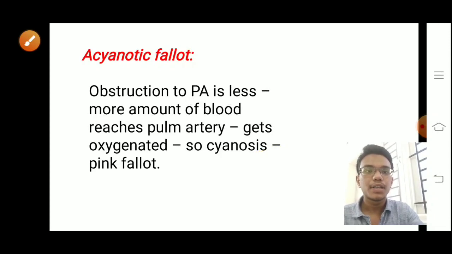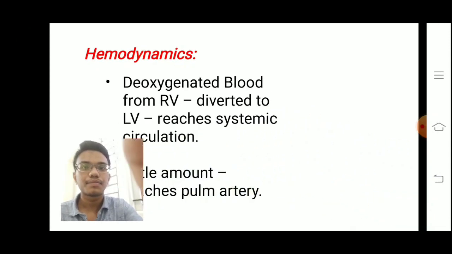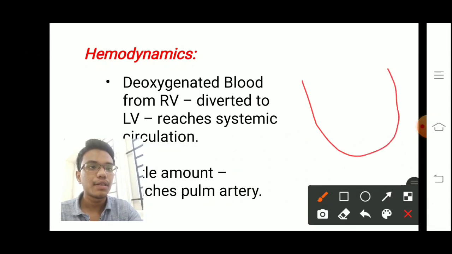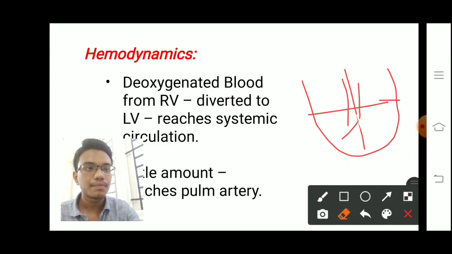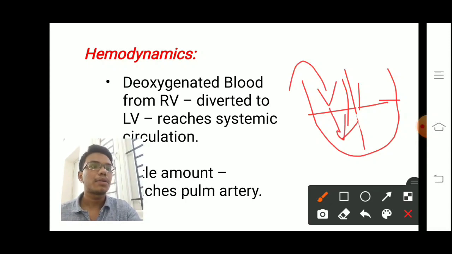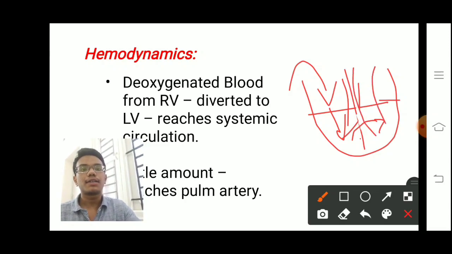Okay, next coming to the hemodynamics. It's a simple thing. Let me draw the diagram here. Suppose you have this heart, right? So here you have this stenosis in the pulmonary trunk and you have the VSD here, high VSD. Obviously the deoxygenated blood will enter the right atrium, from right atrium to the right ventricle, then as it is not able to pass through the pulmonary trunk, it will directly get shunted towards the left ventricle. From the left ventricle, this huge amount of blood will pass through the aorta and circulate throughout the body. So in short, deoxygenated blood is circulating through the body causing cyanosis.